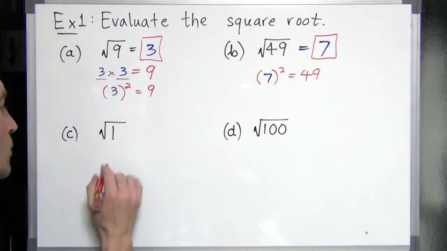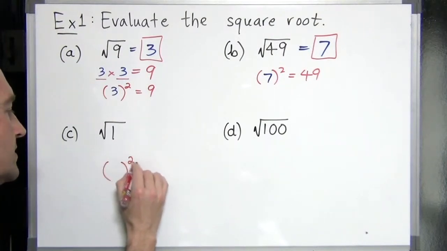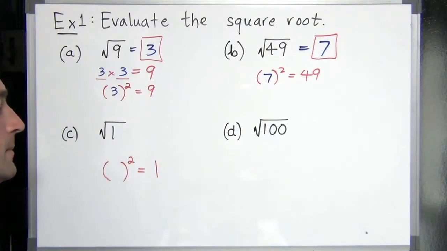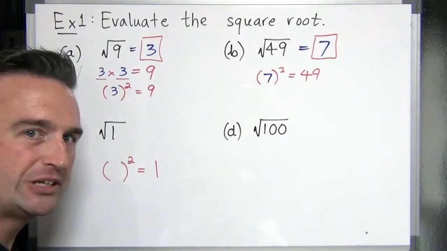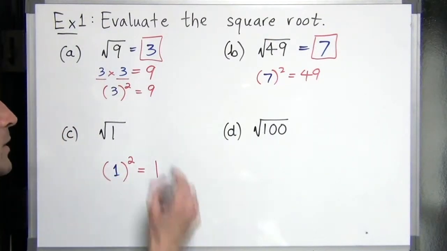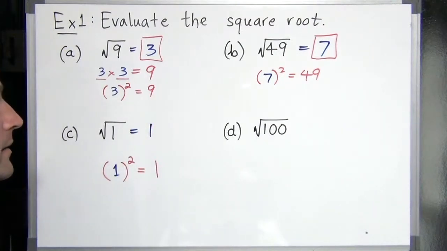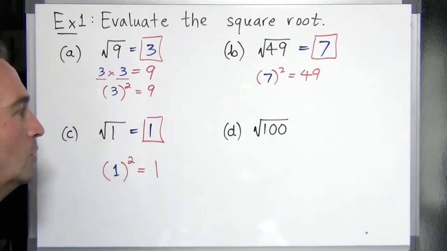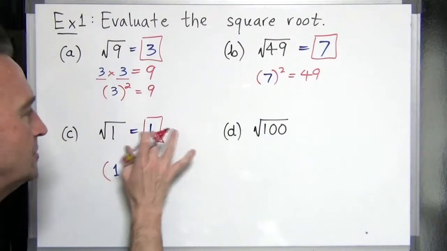Down to C, the square root of 1. So what number squared equals 1? What number times itself equals 1? Pretty easy. 1 times 1 equals 1. So the square root of 1 is 1. Like I said, no plus or minus in this situation, just a 1.